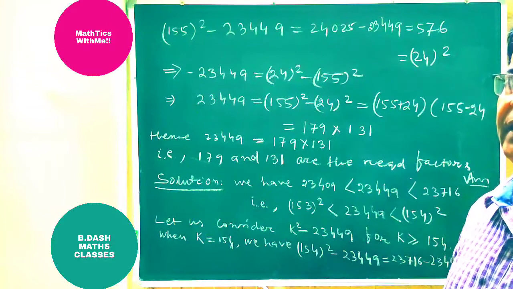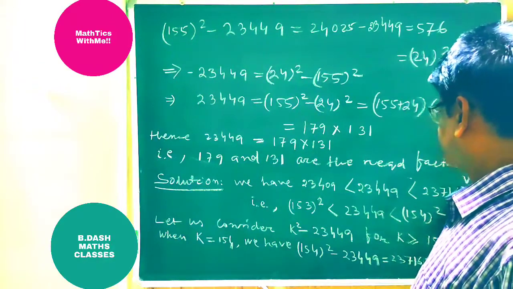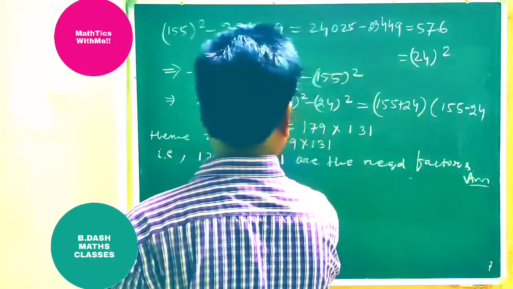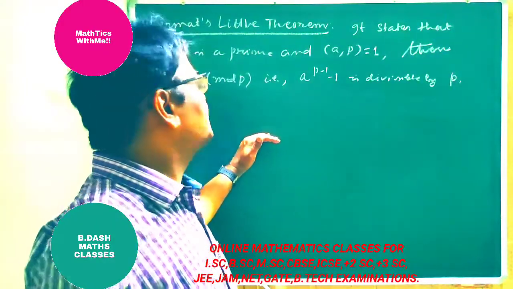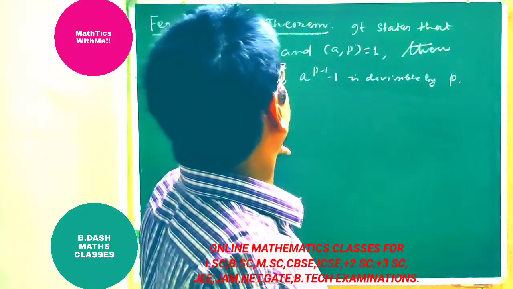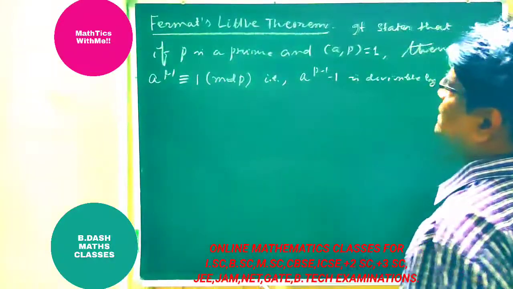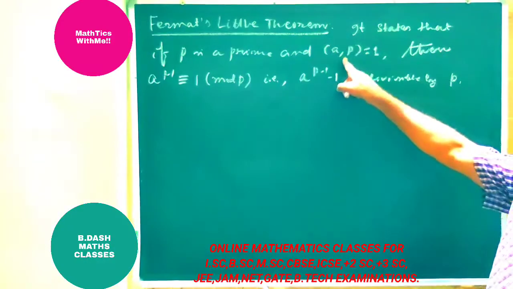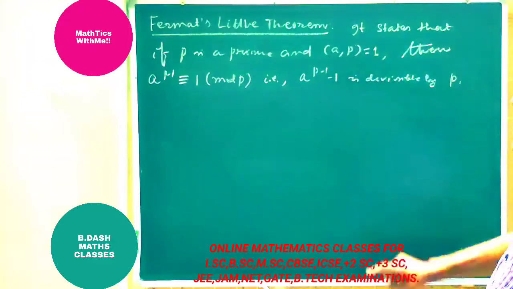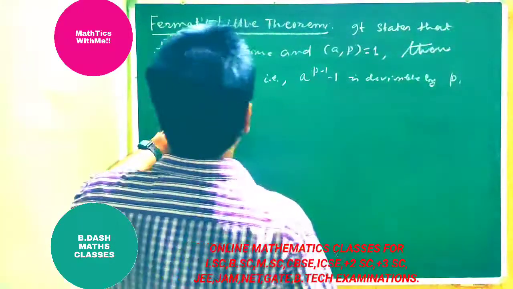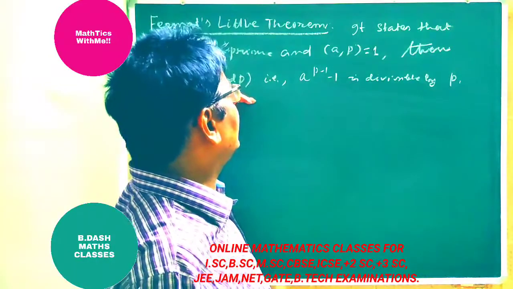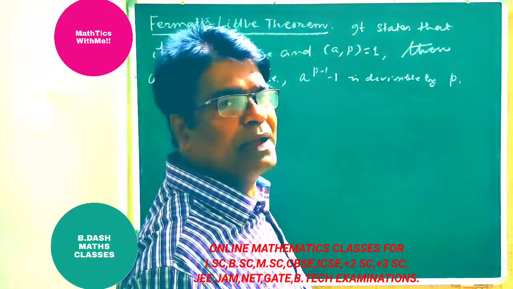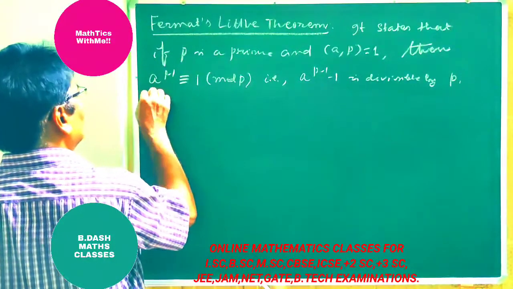Let us proceed to prove Fermat's little theorem. Now, let us prove Fermat's little theorem. It states that if p is a prime and the greatest common divisor of a and p is 1, then a to the power p minus 1 is congruent to 1 mod p. That is, a to the power p minus 1 minus 1 is divisible by p, that we have to prove. Now the proof.